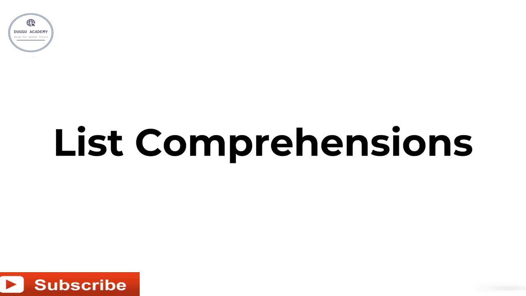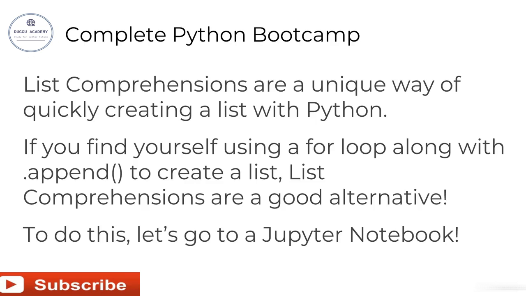Welcome back. Before we finish off this section and head over to your assessment test, I want to quickly discuss a concept known as list comprehensions. List comprehensions are a unique way of quickly creating a list with Python. So if you're ever in a situation where you find yourself using a for loop along with an append statement that goes over and over again through a for loop to create a list, comprehensions are a good alternative to this method. So to show you what I'm actually talking about, let's jump to a Jupyter notebook.